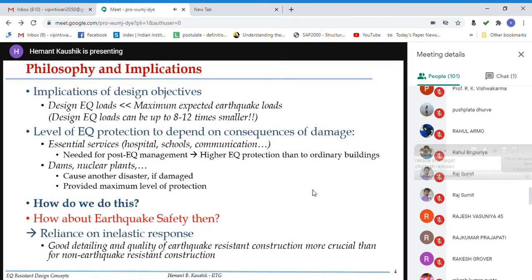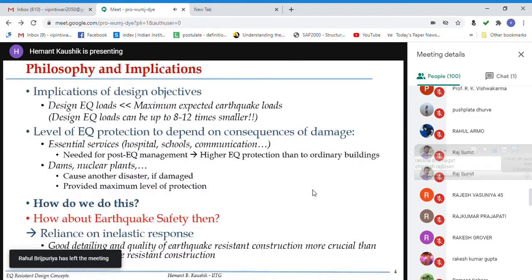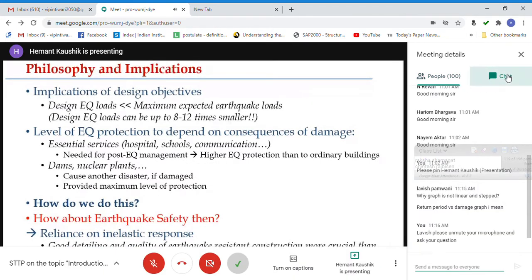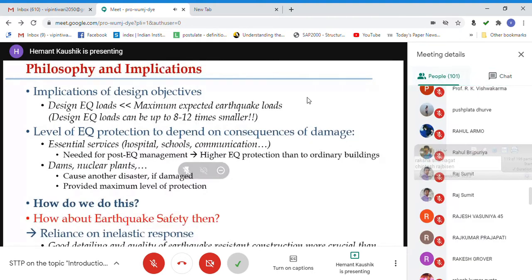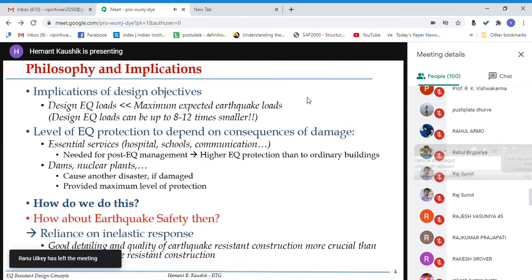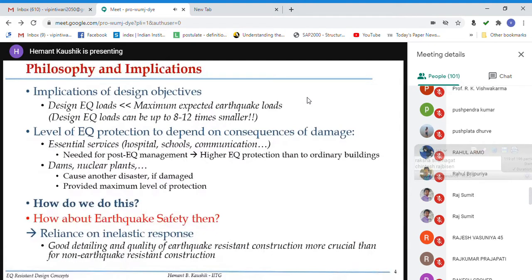Now, so these are the two implications. One, the design load is less than the maximum expected earthquake load, right? So even if the design load is less, we are saying that structure should not collapse. How is it possible? Next, we are saying that differentiating structures depending on their use, depending on the consequence of another disaster, is equally important. So then, there has to be a proper method to accommodate all these things. So how do we do this? And if we try all these things, how do we ensure the earthquake safety?